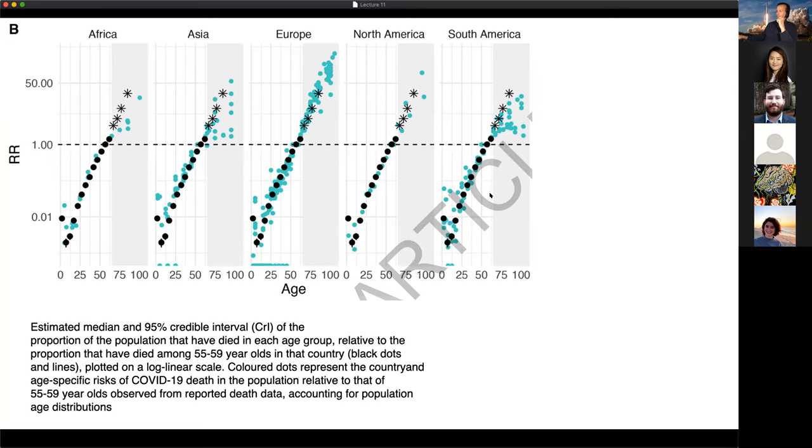I apologize for these letters. It's a preprint and I can't do anything. It's part of the document, so just ignore those. It's an article and advanced access article.